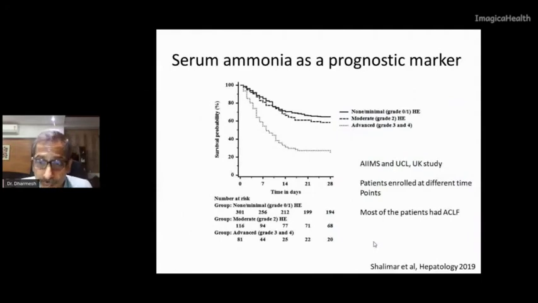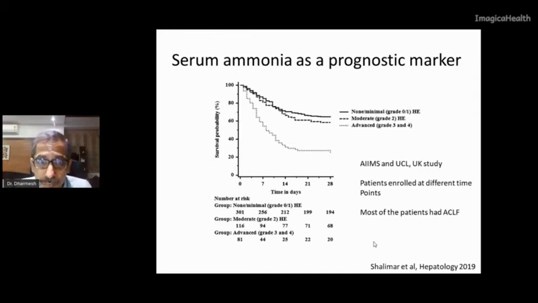This was a study which was published recently, from the All India Institute as well as University College London. I found this study a little intriguing because it has enrolled patients from different time points. It has enrolled patients not from the distant past from All India Institute, but patients from the CLIF Consortium, which was actually done almost 8-9 years ago from the UCL. And most of these patients had acute on chronic liver failure. What was seen was that the serum ammonia values correlated with the survival probability.